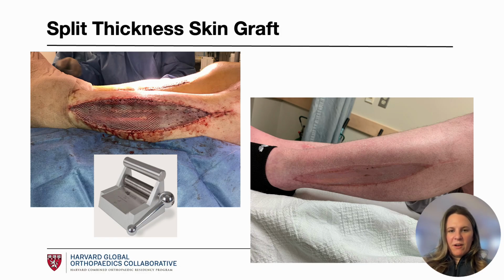But in the skin graft example here, I chose this one because our mesher, I forget what happened, basically stopped working about 2/3 of the way through. So the distal 2/3 of this graft are meshed with a Brennan mesher, and then the proximal 1/3 is meshed just with stab incisions from a 15 blade. But you can see it went on to heal totally fine.